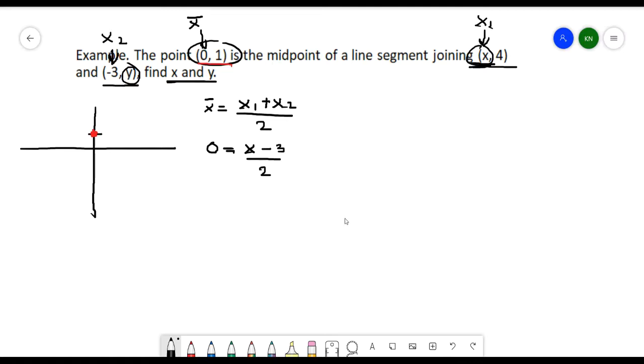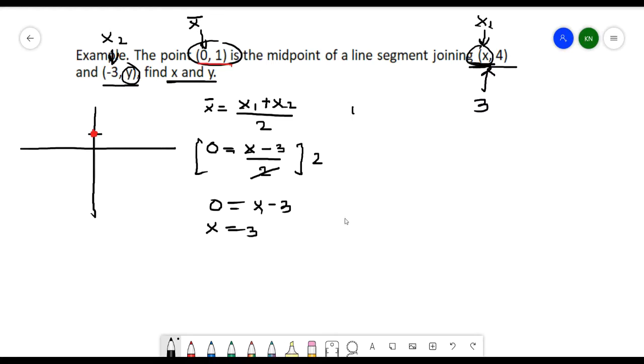So in order for us to isolate the value of x, we can multiply both sides by 2, so we can remove this denominator here. So 0 times 2 is still 0. So we have x minus 3. From here, we can already find the result of our x, which is equivalent to 3. So meaning to say, the value of the x here is equivalent to 3.